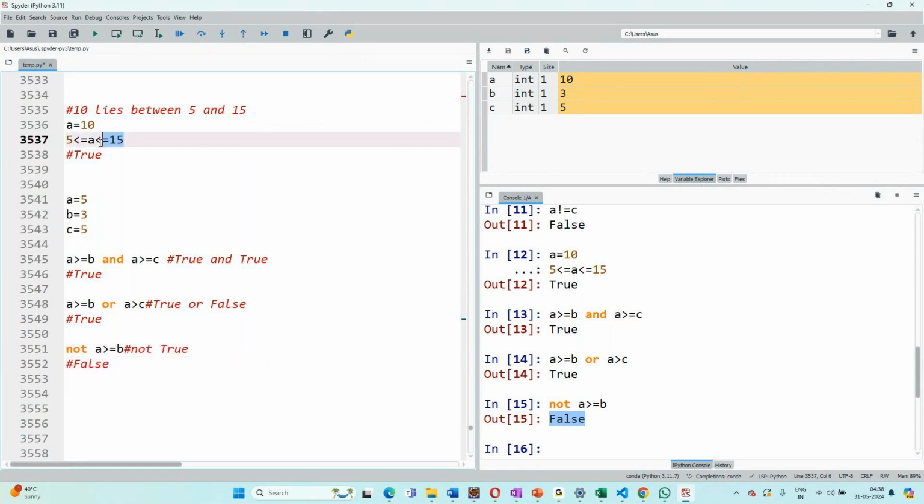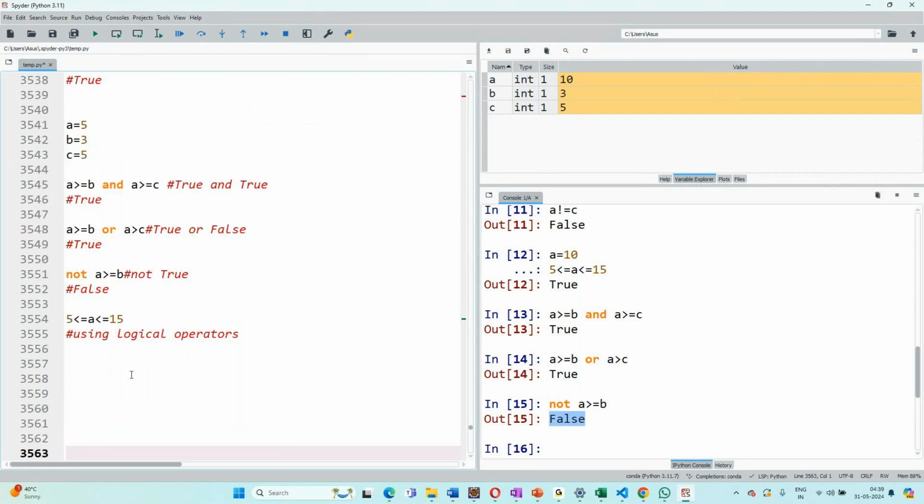Okay. Now the same thing we can write using logical operators. So how can we write it using logical operators? Something like A greater than or equal to 5 and A less than or equal to 50. So the same thing I'm writing this way.